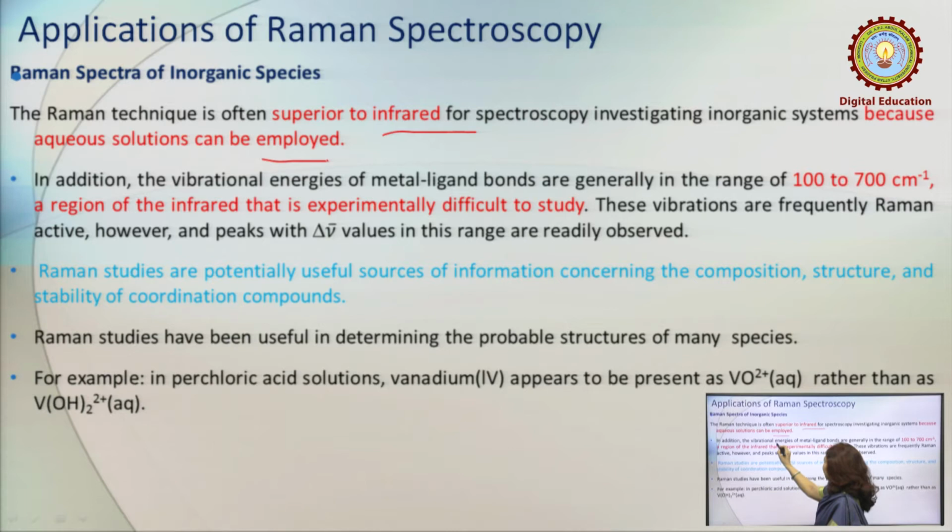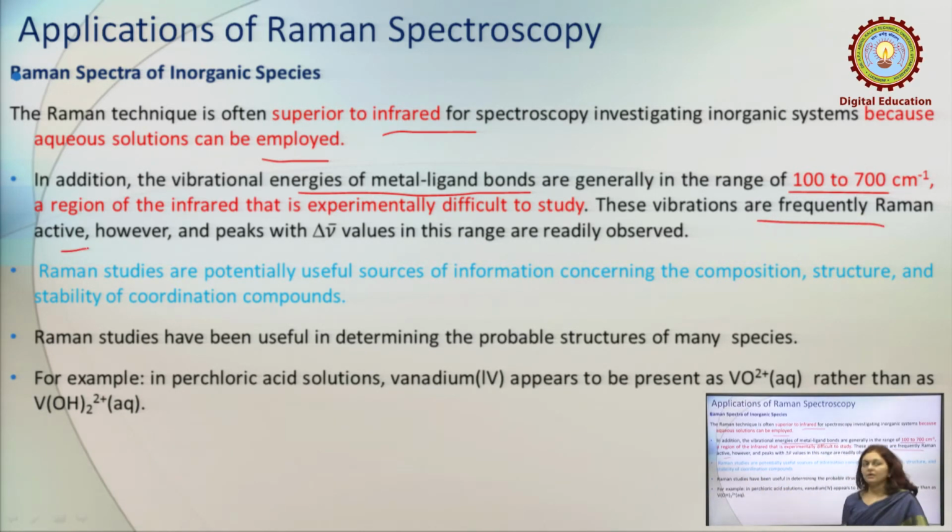In addition, the vibration energies of metal-ligand bonds are generally in the range of 100 to 700 centimeter inverse. It is a region of IR that is experimentally difficult to study. These vibrations are frequently Raman active. Raman spectroscopy studies are useful for determining the composition, structure and stability of coordination compounds.